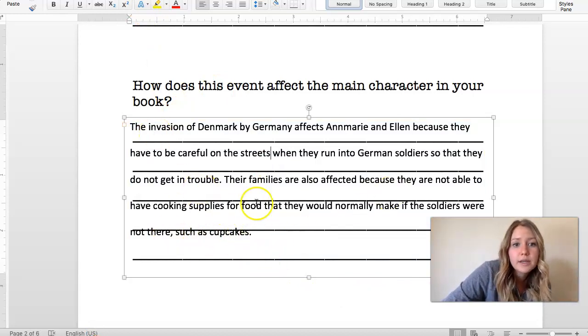So when you're answering, make sure that you are also using complete sentences. Try to think of 2 ways, like I did, that their lives were affected by the event in the book. If you can only think of one, though, that's okay. Again, we'll talk about it in your book clubs on Friday when we meet.